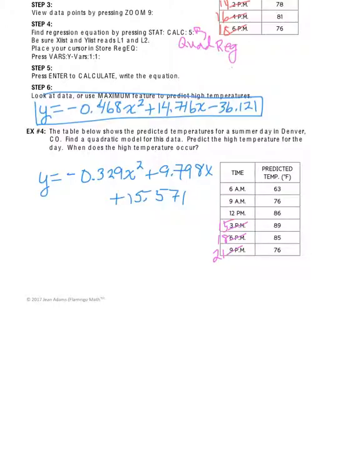Now, it does say, when does the high temperature occur? That's going to be your x value for your vertex. So if you go into your second calc menu and find max, and go to the left of your vertex and to the right, you should come up with a max temperature of 14.87, that's the time, and the max temperature is 88.43. So 14 on the 24-hour clock, and 14.8 is really close to 3 p.m. for the day. It's a little less than 3 p.m.